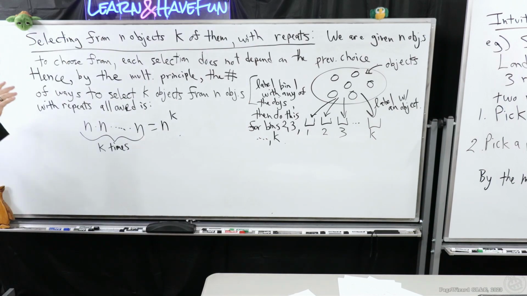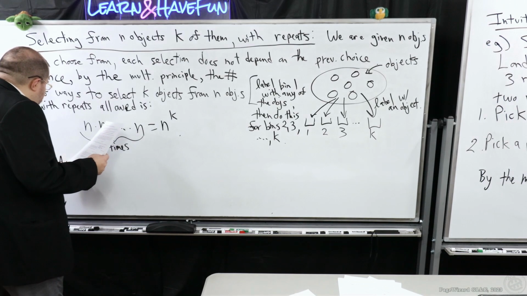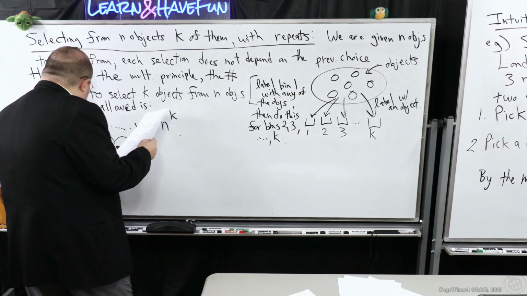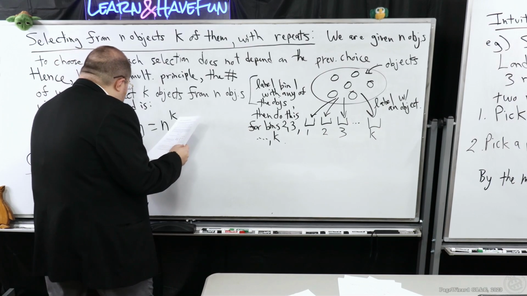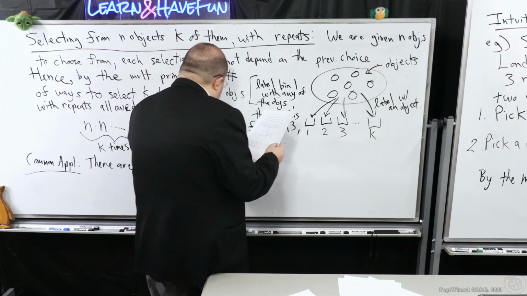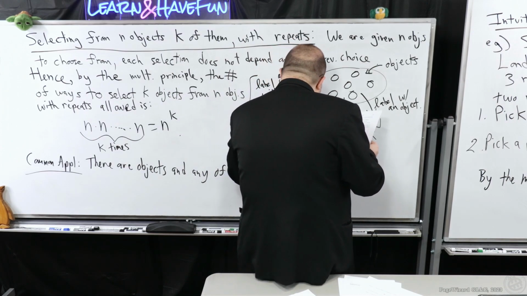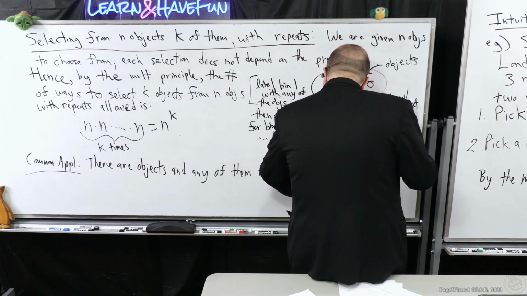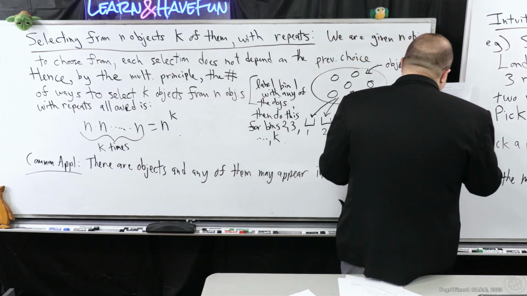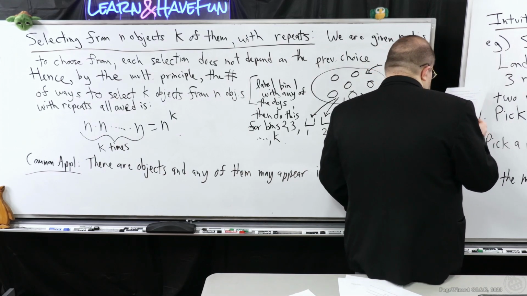So very often, a common application of this is where there are objects, and any of them may appear in a bin, or you can think of it like a slot, a position. These are all just different ways of saying the same thing. With reuse, in some ordering.